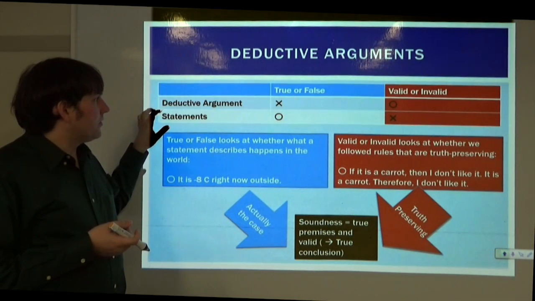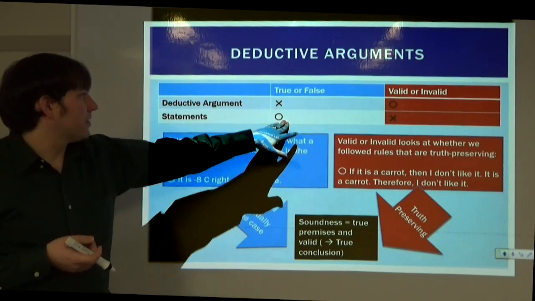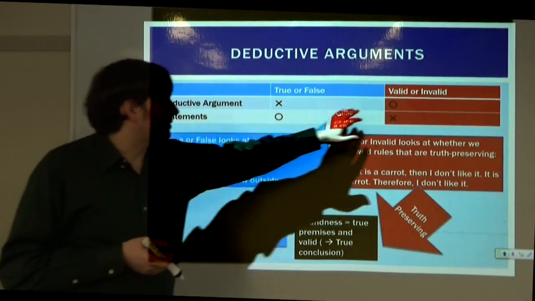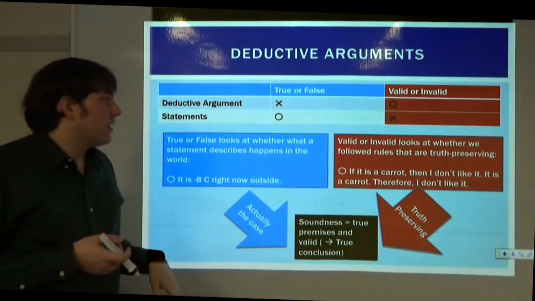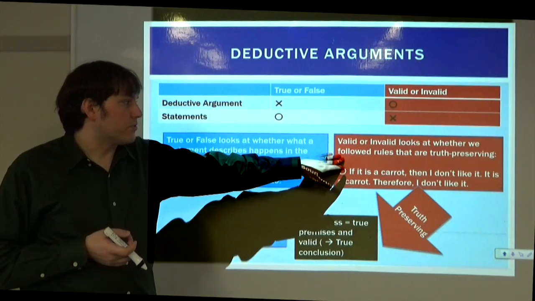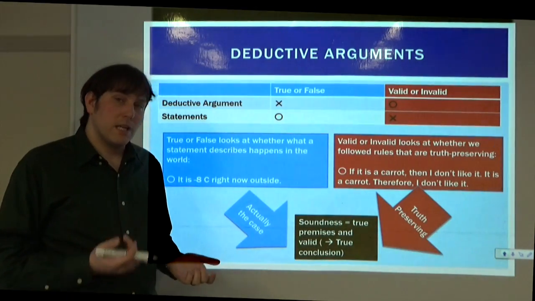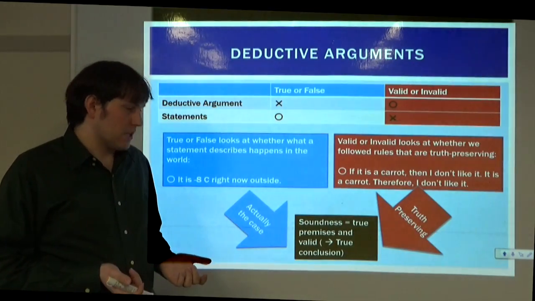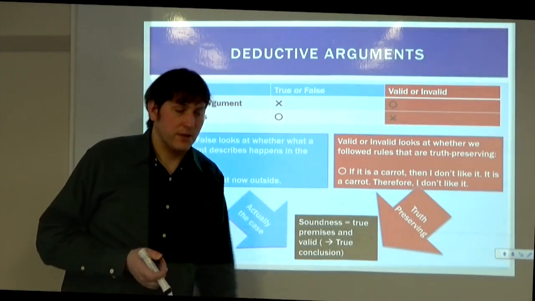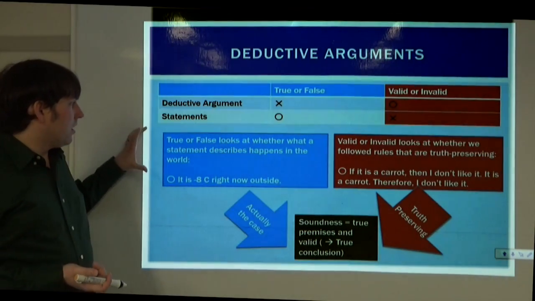Now, deductive arguments and statements. Statements are true or false. Deductive arguments are valid or invalid. Valid or invalid looks at whether or not we follow rules that are truth-preserving. So if it is a carrot, then I don't like it. It is a carrot, therefore I don't like it. So this argument is truth-preserving. This is the form modus ponens, which is a valid form.